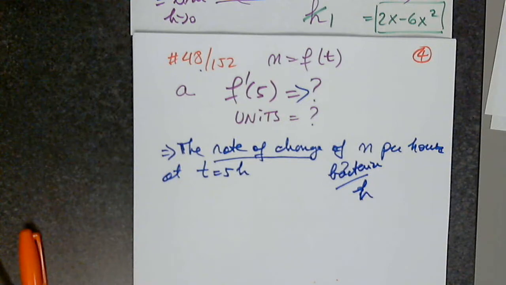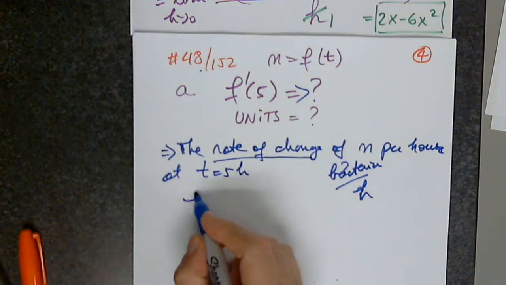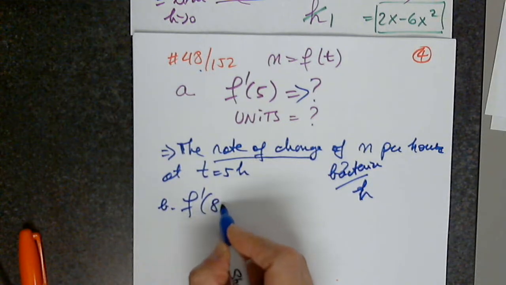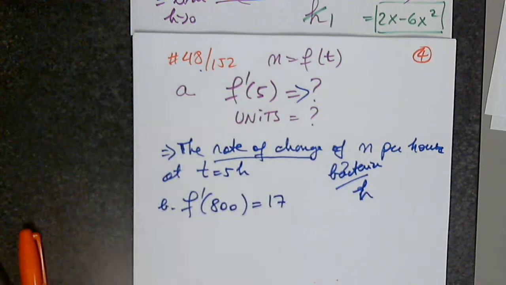Part B. What does the statement f prime of 800 equals 17 mean? So part B. Well, that's the previous question. Oh, yes, of course.